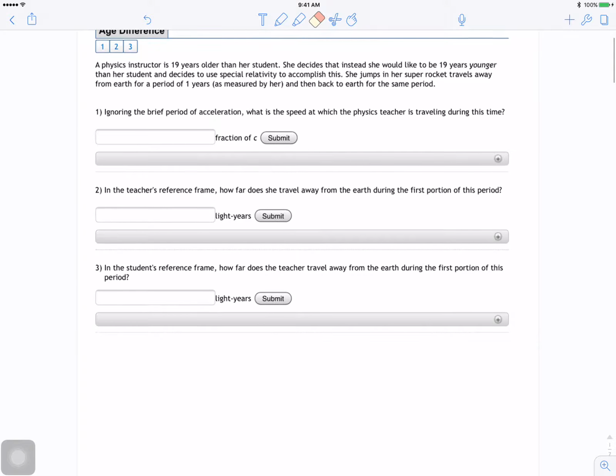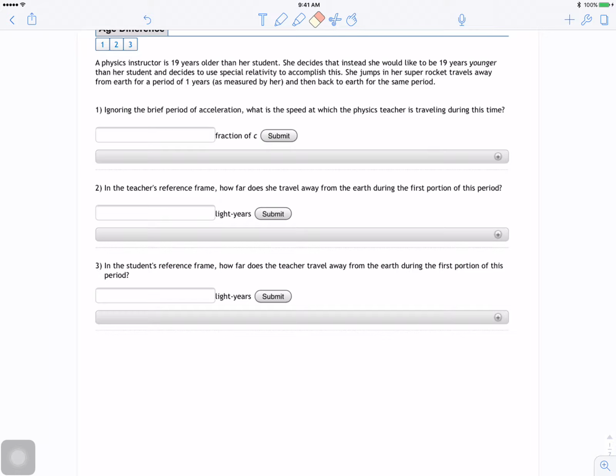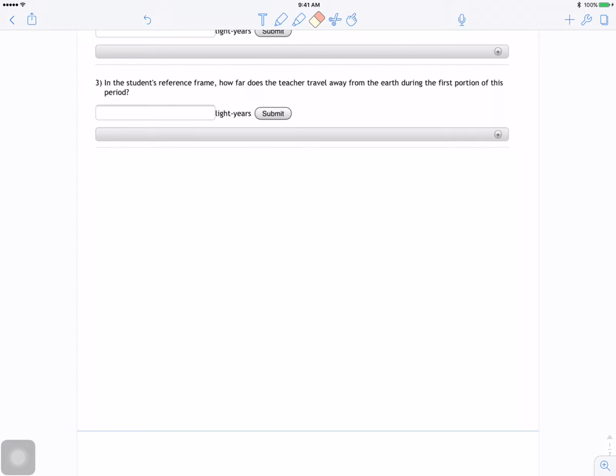Okay, so we have this physics instructor, and she's 19 years older than her student. She wanted to go on a spaceship and become 19 years younger than her student, and decides to use special relativity to accomplish this. That's crazy. She jumps in a super rocket and travels away from Earth for a period of 1 year as measured by her, the instructor, and then comes back to Earth for the same period. So the teacher leaves Earth for 2 years, and then comes back.